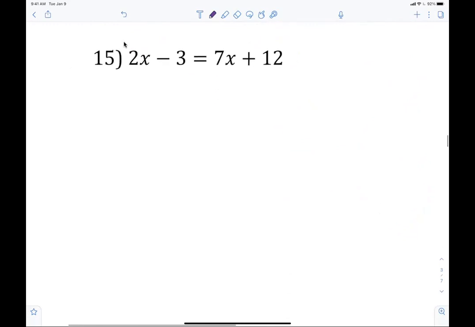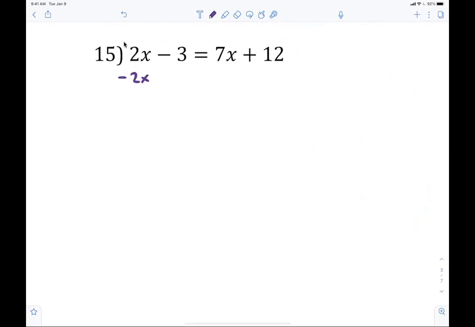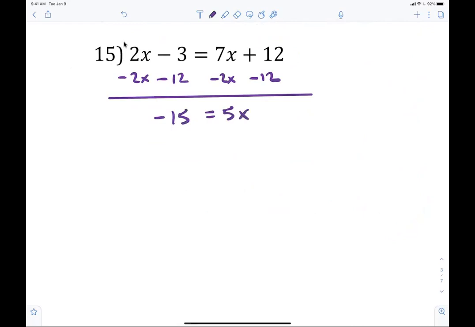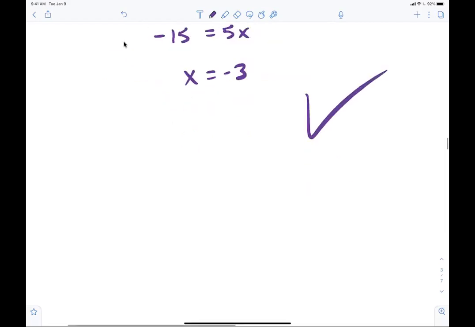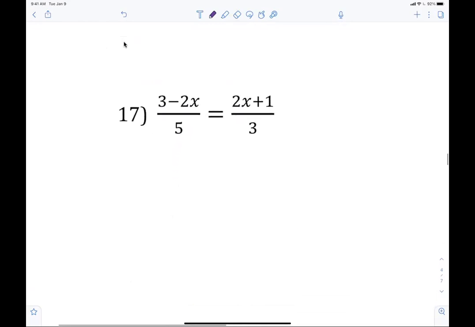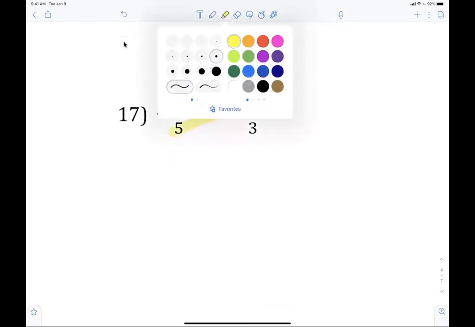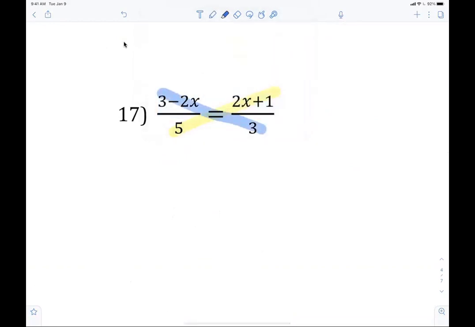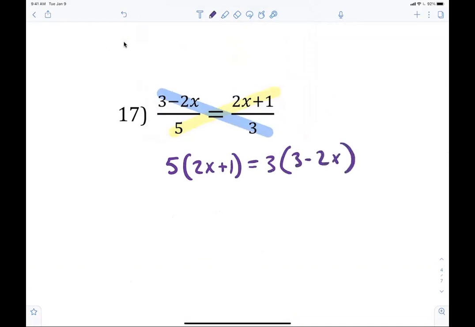All right, here we go. 15. Again, I like to minus 2x and minus 12. Negative 15 equals 5x. So x equals negative 3. Yeah, that's not hard. All right, here we go. Again, we have fractions. So we're going to do what? Cross multiply. So here we go. 5 parentheses 2x plus 1 equals 3 times 3 minus 2x.